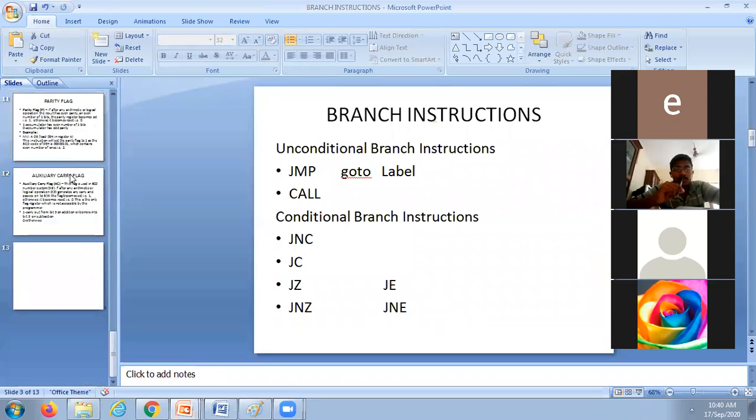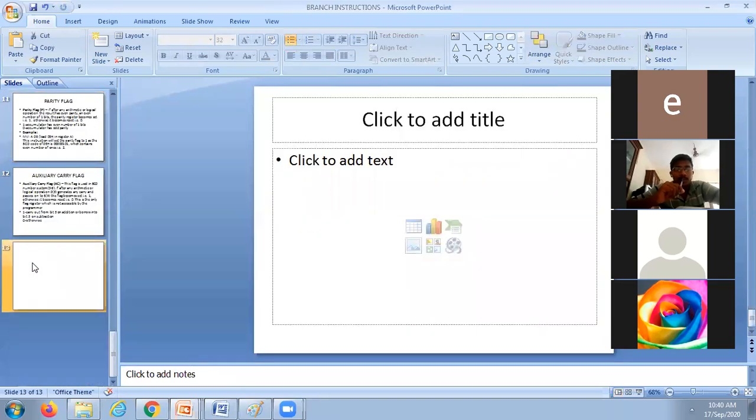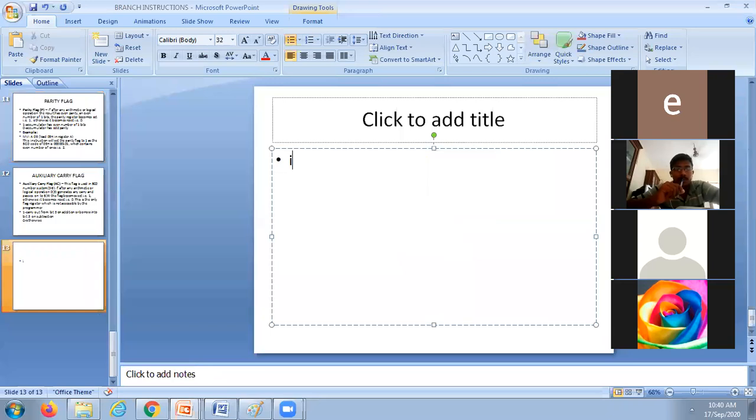For example, if I greater than 10, or greater than 9, go to.